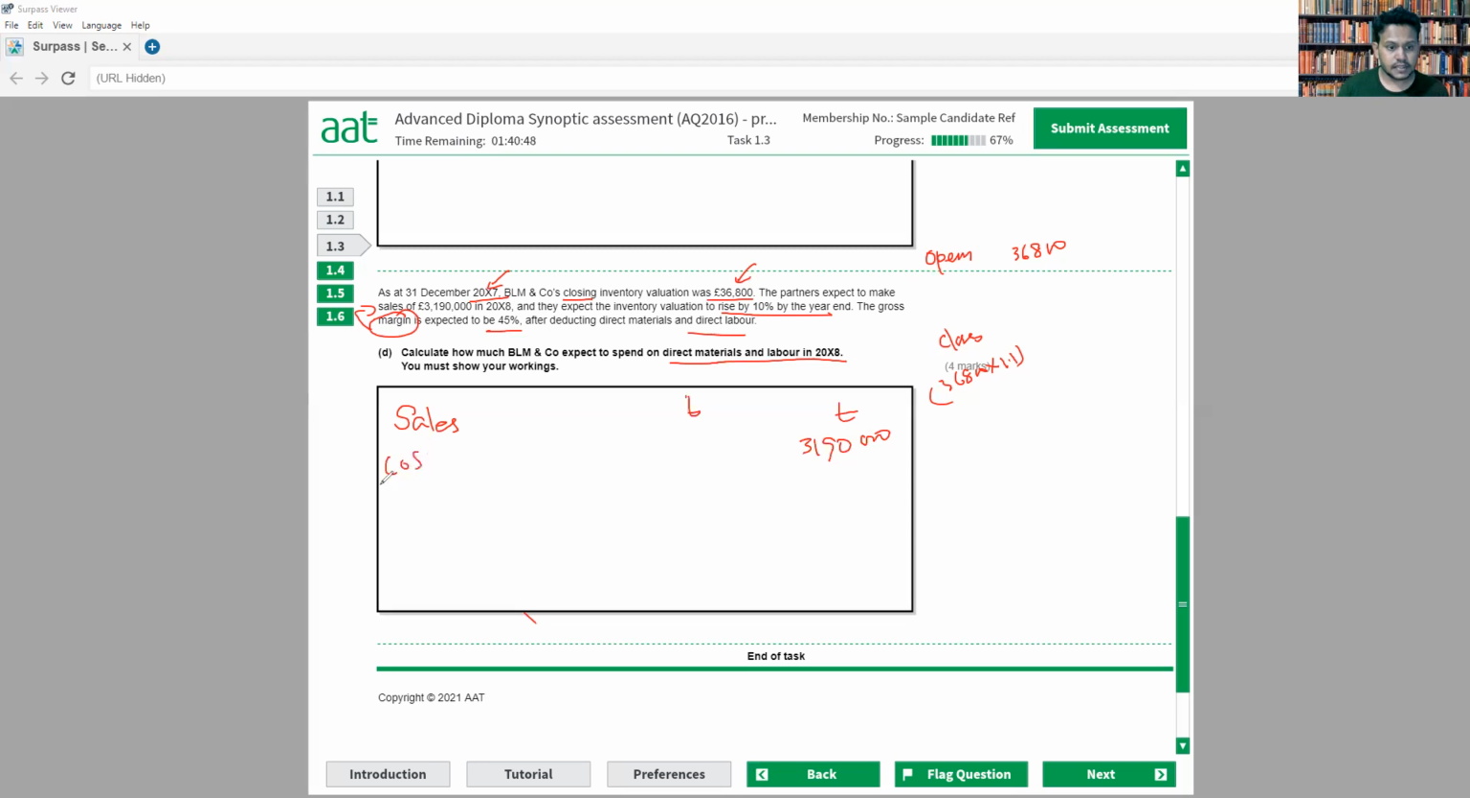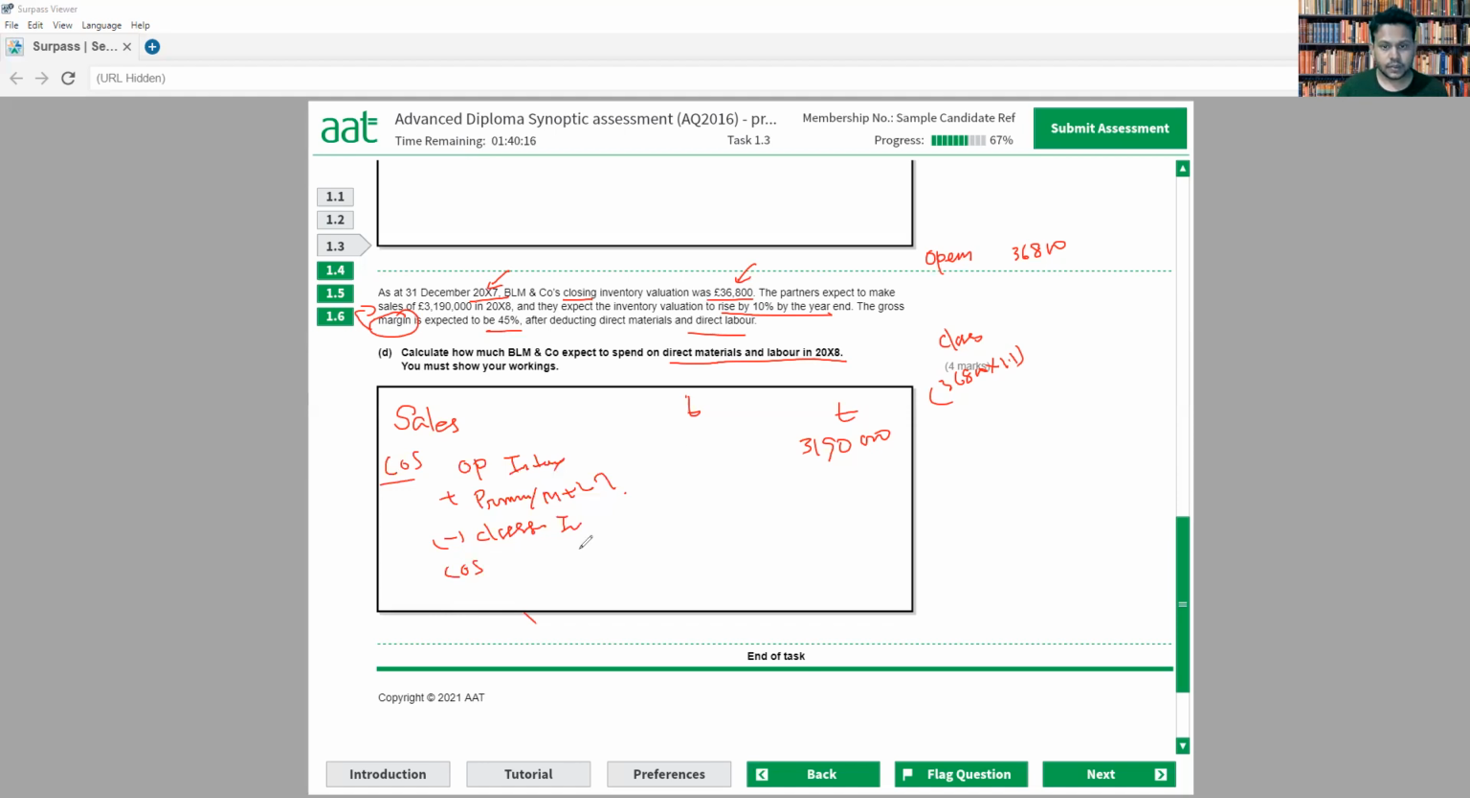So COS, the formula for the cost of sales is opening inventory, then we have purchases, plus purchases. In this question, they're not asking for the purchases anyway. Less closing inventory. So they're asking here the labor and the materials. I'm writing M plus L. This is the one we're looking for, question mark. And finally, you have the cost of sales, COS.